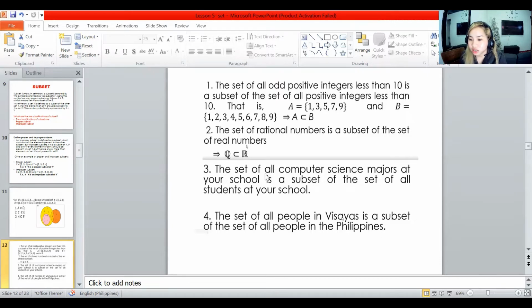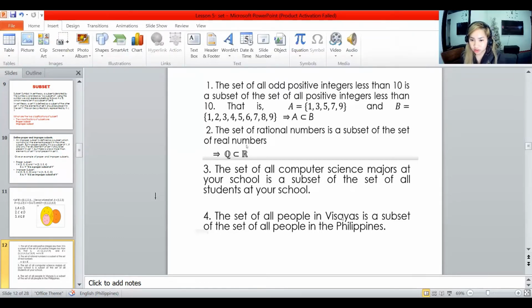So for number 3 example, the set of all computer science majors at your school is a subset of the set of all students at your school. So sabi dyan, proper subset yan. Lahat daw po ng computer science is nasa loob ng lahat ng estudyante sa school. So, paano ba yan siya ilalagay into mathematical notation? Lagay natin siya.